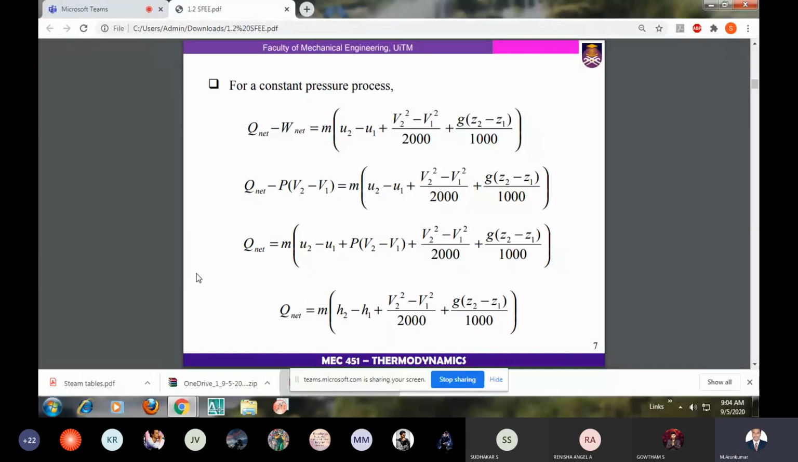So we know the equation for enthalpy H: H is equal to U plus PV. So we can rewrite the equation with U plus PV as H here. So we can get the final equation: Q net will be equal to m into (H2 minus H1). So H comes here because H is equal to U plus P into V. We will look at what enthalpy H is later. Just remember this: H is equal to U plus PV.